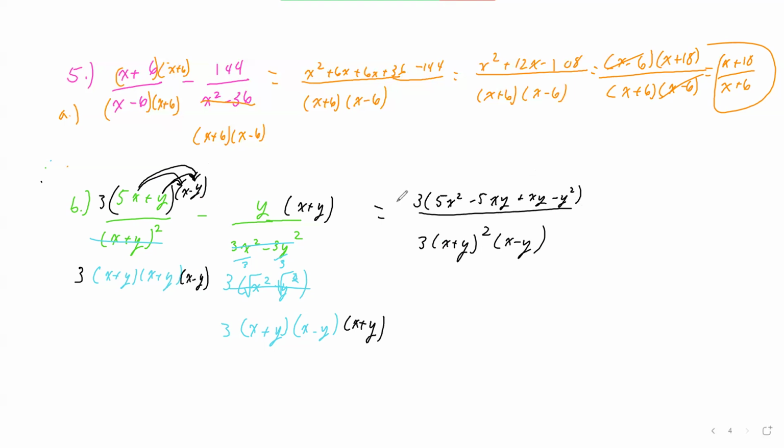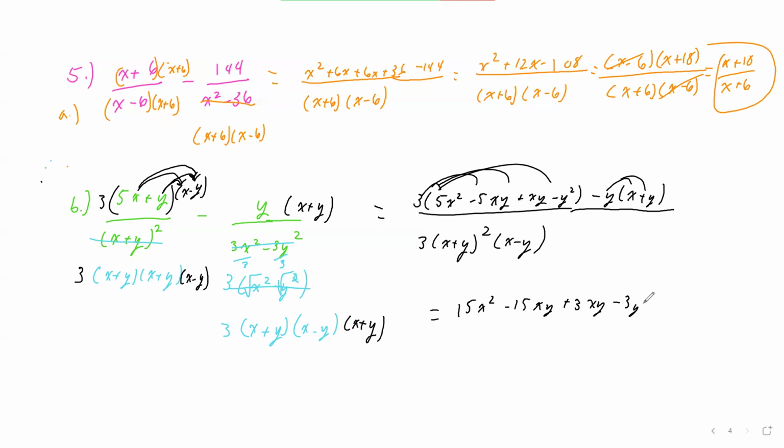And then I'm just going to rewrite this. So I'm going to have to do a whole bunch of distributing anyways. And then I can say that my next answer, I would say final, would be 15x squared minus 15xy plus 3xy minus 3y squared minus xy minus y squared all over 3 times x plus y squared times x minus y.